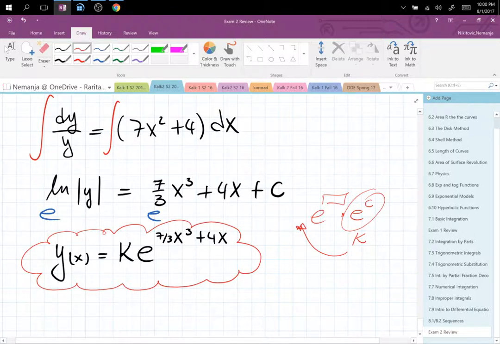Yes, Kevin? So I follow the answer, but why is it that whenever you integrate dy over y, it becomes the natural log of the absolute value of y? Wouldn't the integration of dy be another y in front? No, because that's equivalent to the integration of 1 over y dy. Similar to how on the right-hand side we use 7x squared plus 4 dx, this is your derivative integrated. That's like saying 1 over y is your derivative integrated.